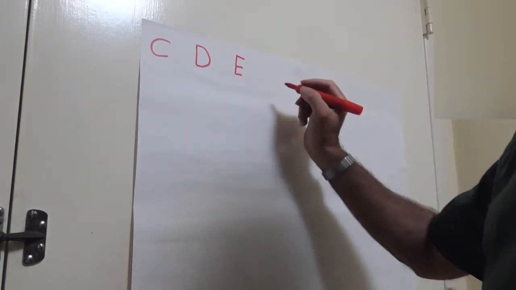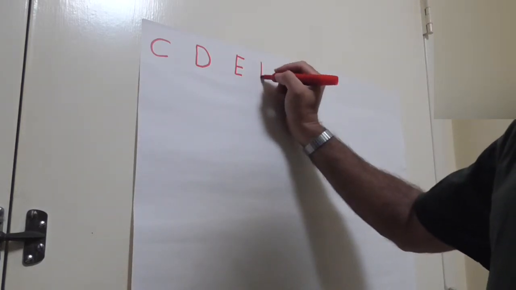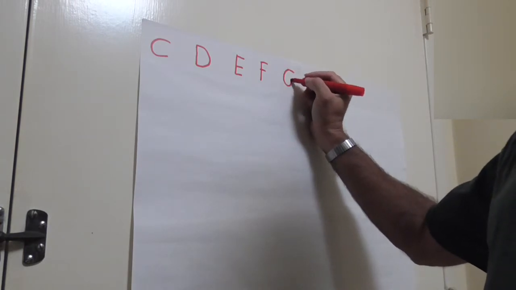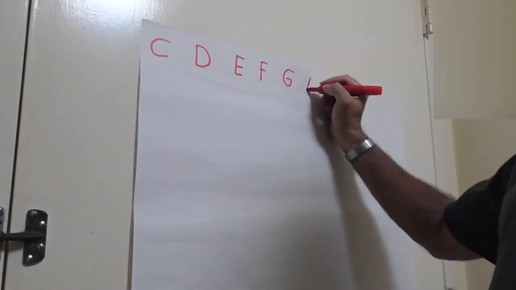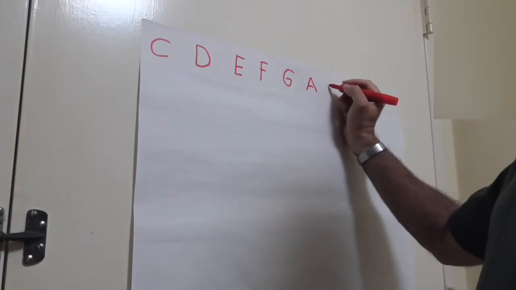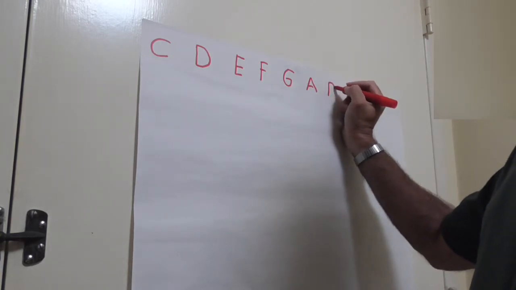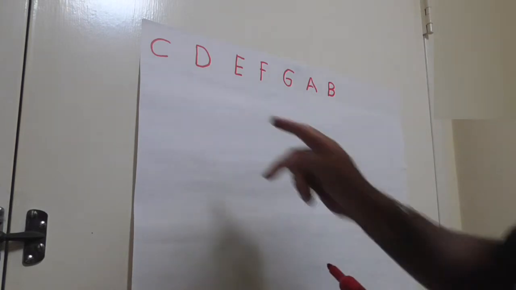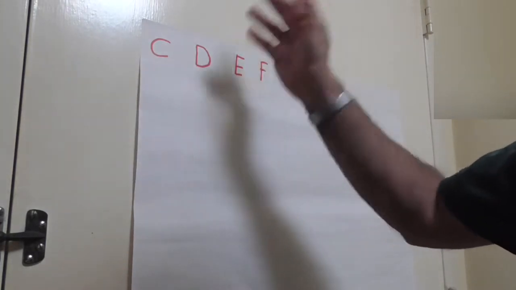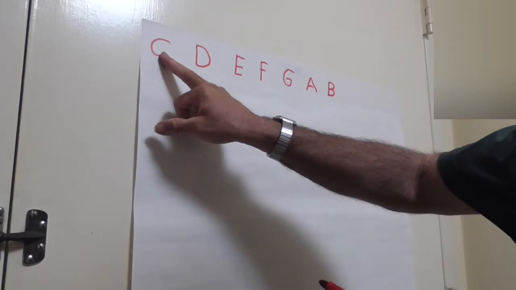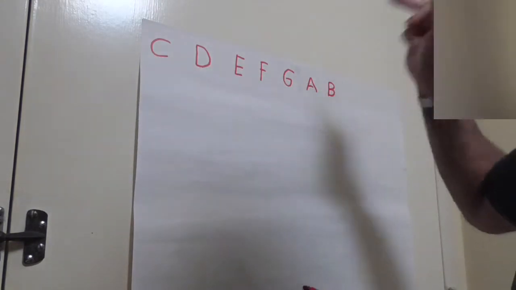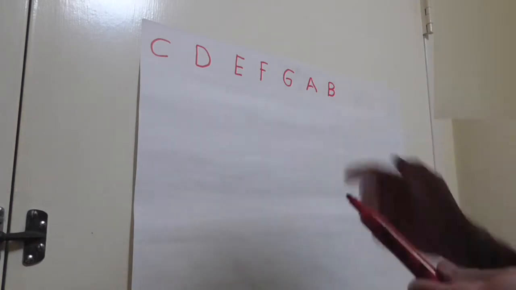C, D, E, F, G, A, B. Alright, so what you've got here, then it would end with C. Okay, we're going to start with the key of C, which has C, D, E, F, G, A, B, and then it would continue on to C.